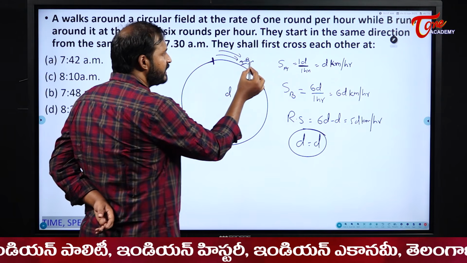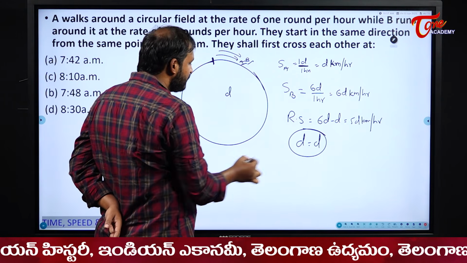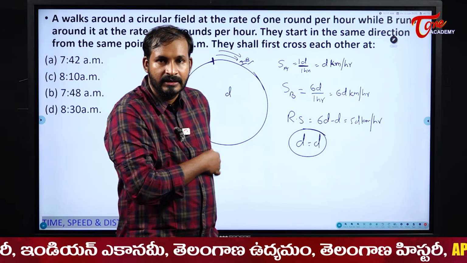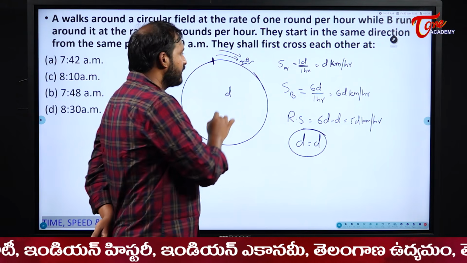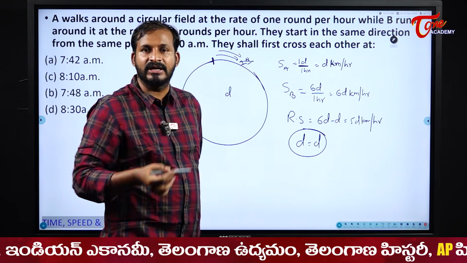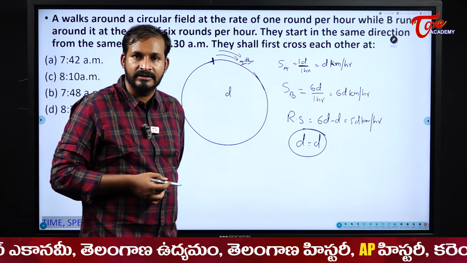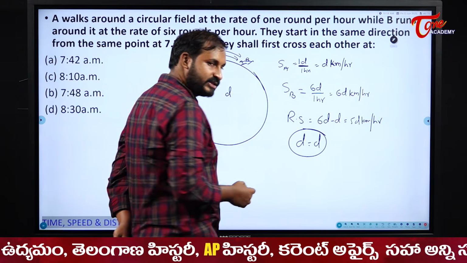See here students, anyway B's speed is more, right? So when it starts advancing, obviously B will cover more distance. Am I correct or not? Then when B once again touches A, that means B will finish one complete round, right? Then only he can touch A. That is the logic here. So that is the reason the distance to be covered is equal to D.